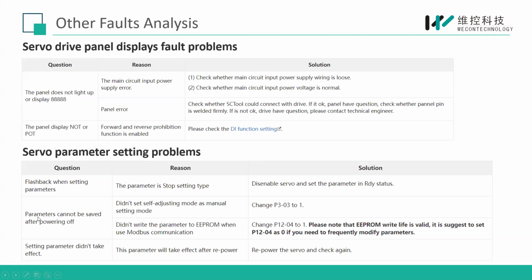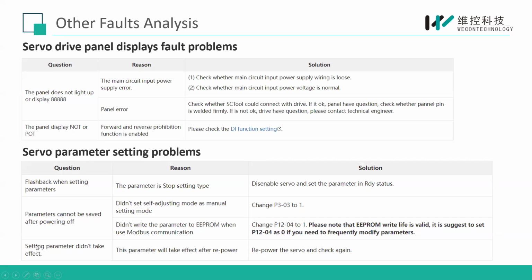And second, if the parameter can't be saved after power off, usually, as you remember, I said if we want to use manual setting mode for our control parameter, we need to set this parameter as 1. And the second is you didn't set P12 and 4 as 1 when you use Modbus communication. In this condition, you need to set this parameter as 1 to make the written value safe after power off in Modbus communication.